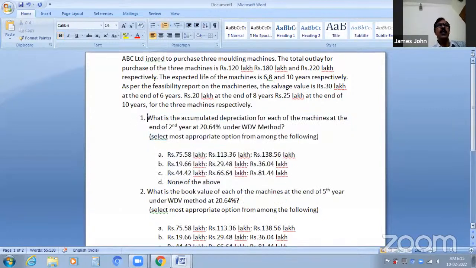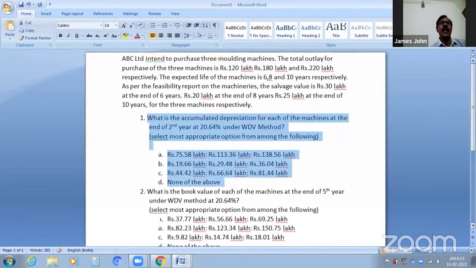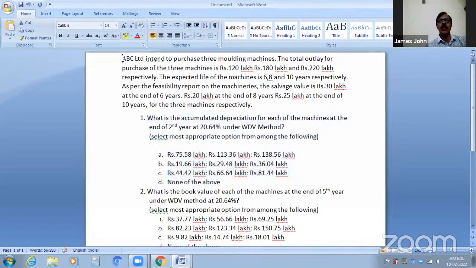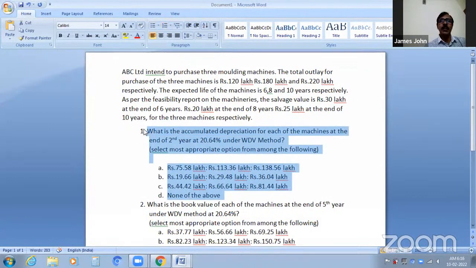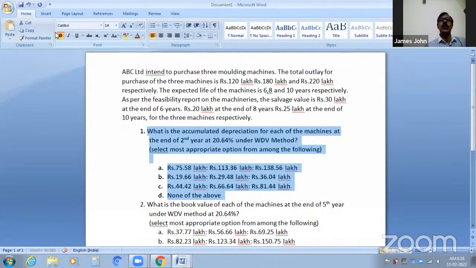Third question. What is the accumulated depreciation for each of the machinery at the end of second year at 20.64% under written down value method? See, I have explained about the straight line method. Now coming to the written down value method. In written down value method, how do we calculate the depreciation? The depreciation is calculated on the book value. Remember, in the straight line method, you take the depreciable base, and the depreciable base is constant throughout. But in the written down value method, the depreciable base means the book value.